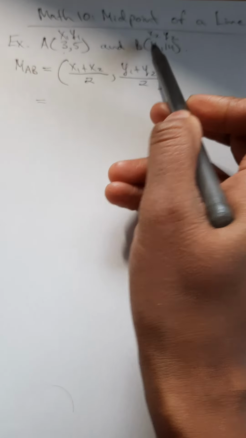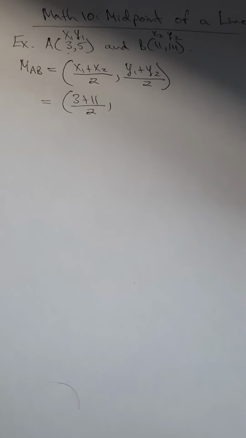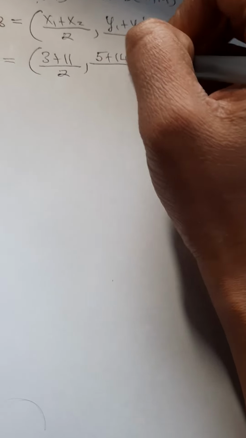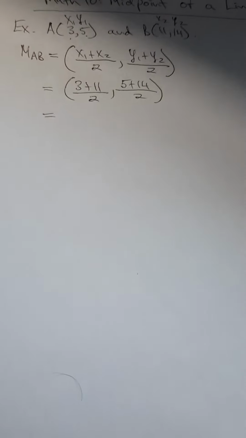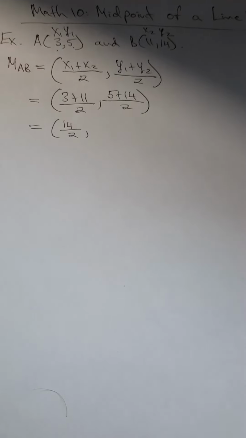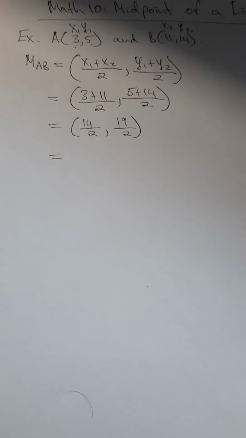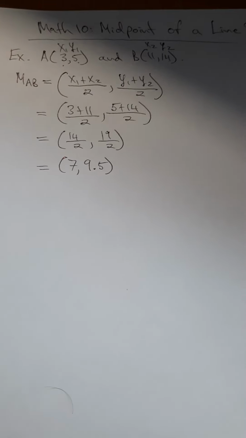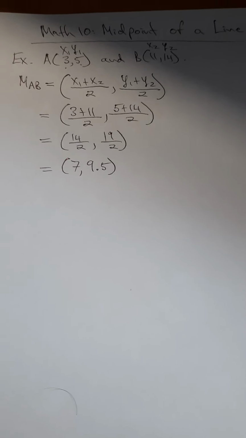Let's sub it in here. x1 is 3, x2 is 11. So we're going to do 3 plus 11 divided by 2. y1 is 5 and y2 is 14, so we're going to do 5 plus 14 divided by 2. What we're left with here is 14 over 2, and 5 plus 14 is 19, so 19 over 2. Make sure you're always writing your answer down. What we have here is (7, 9.5). This is basically the midpoint between hospitals A and B, and this is going to be the location of the new ambulance station.